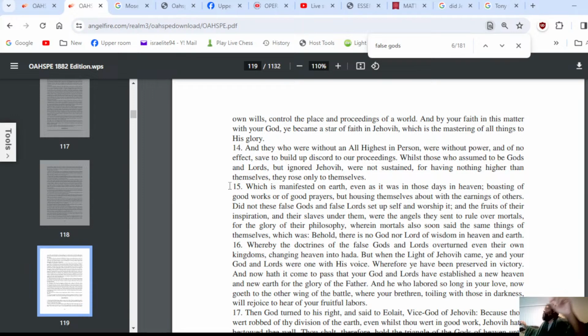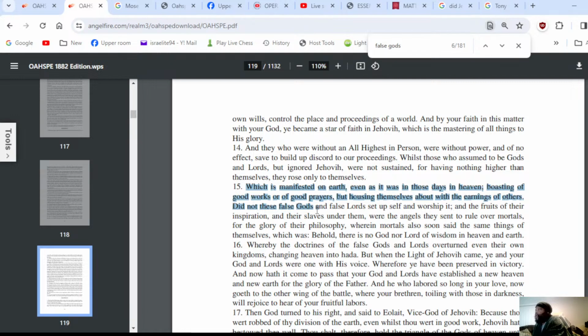People merchandising the word in order for attention or riches. You know, they merchandise the word. Now look what it says about them in verse 15, which is manifested on earth, even as it is in those days in heaven, boasting of good works or good prayers. Now here's a part where you could bring to mind false teachers, prosperity gospel, these types of people. It says, but housing themselves about with the earnings of others.